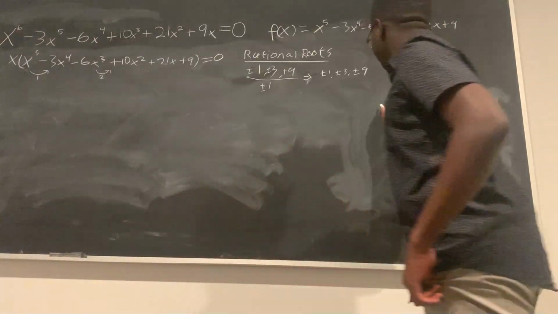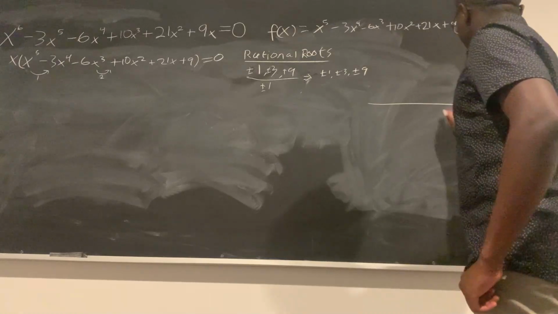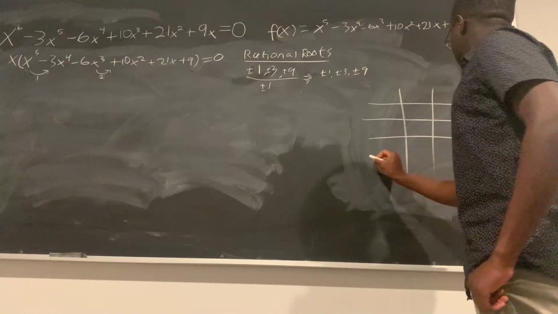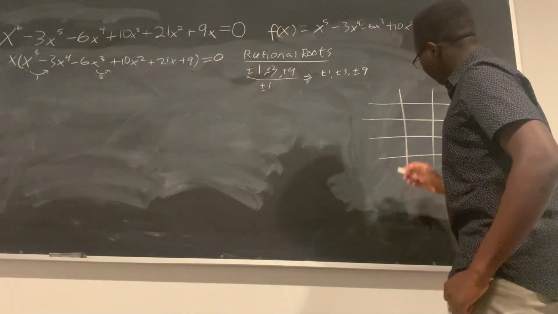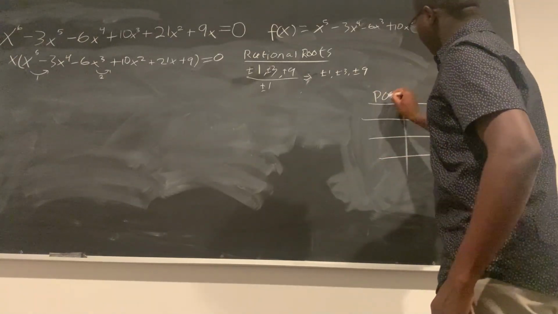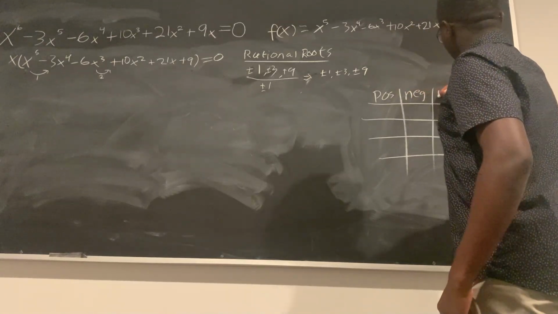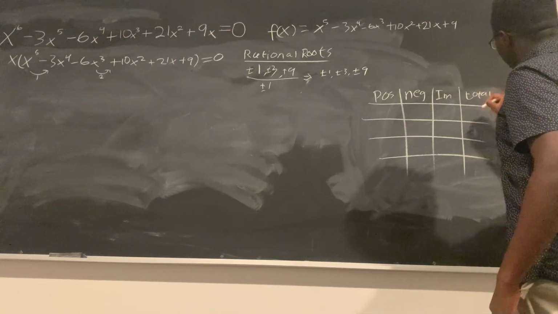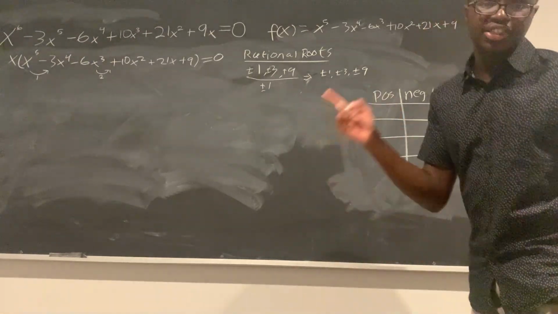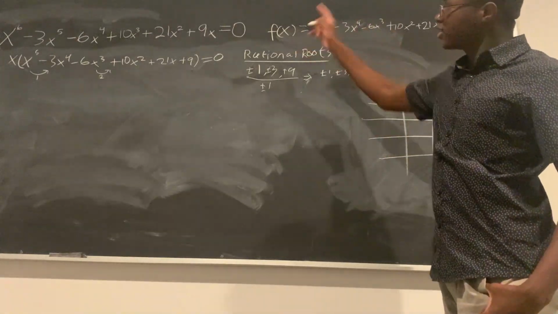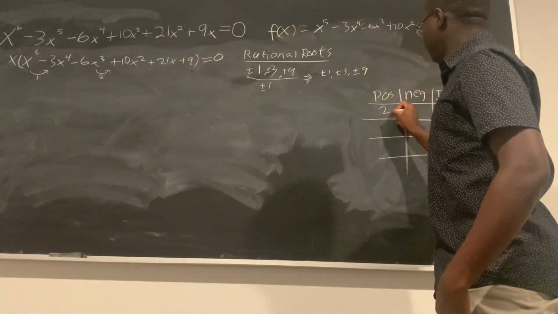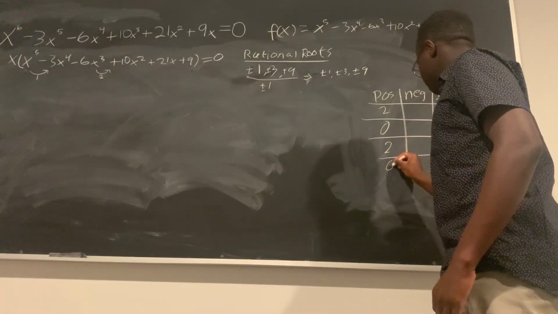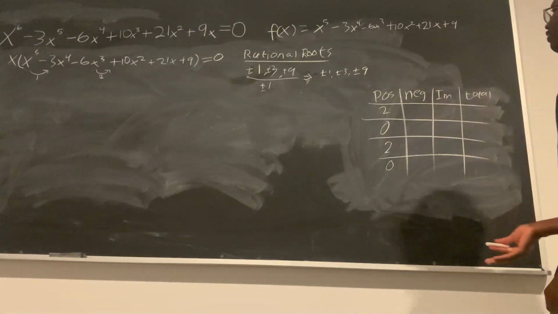Now I'm going to create the chart, because we're going to do this for positive, and do another step to find it for negatives. Here we have positive, negative, imaginary, and the total. What we just found is that since we have two sign changes on the original function, we can have either 2 positive zeros or 0 positive zeros. I'm going to write this again for when we make the negative value.